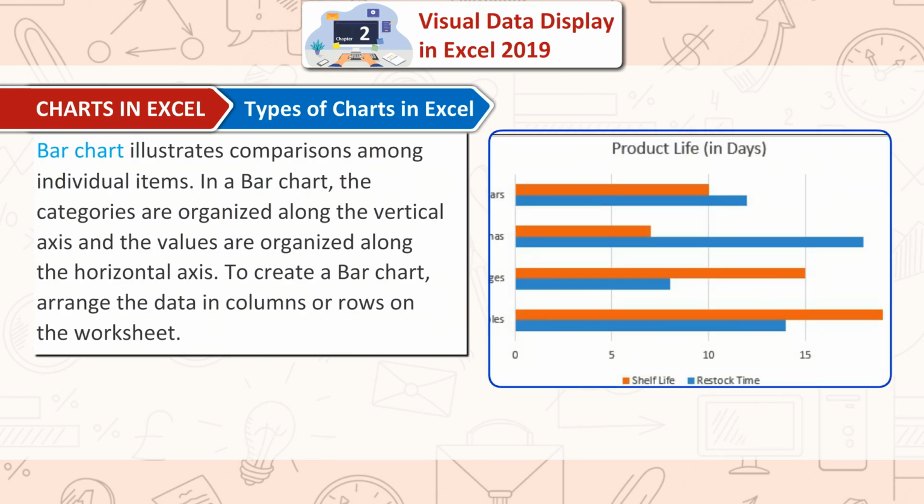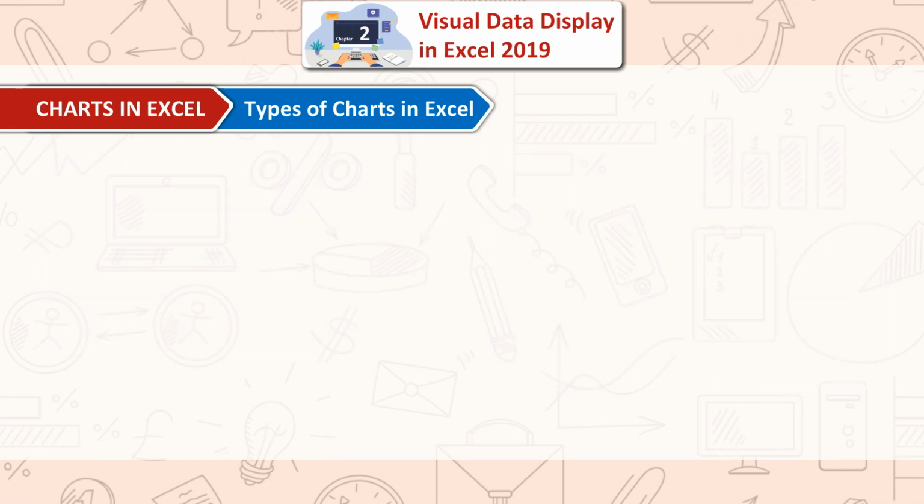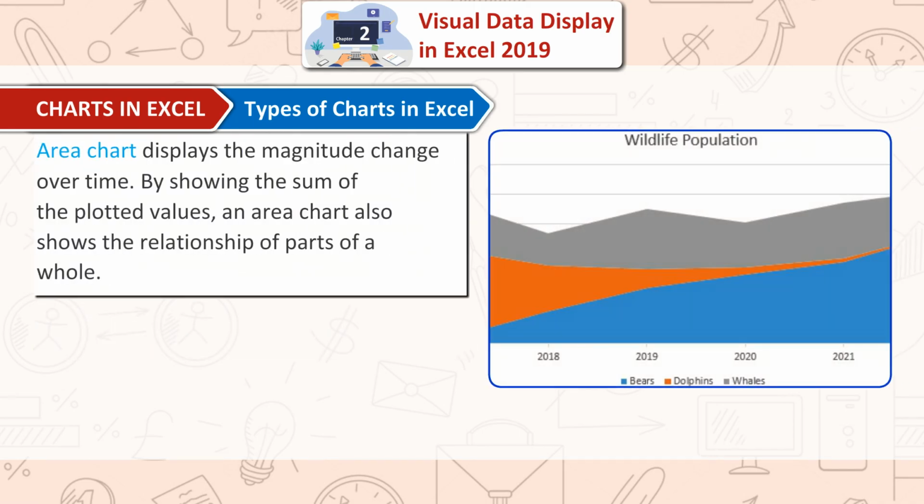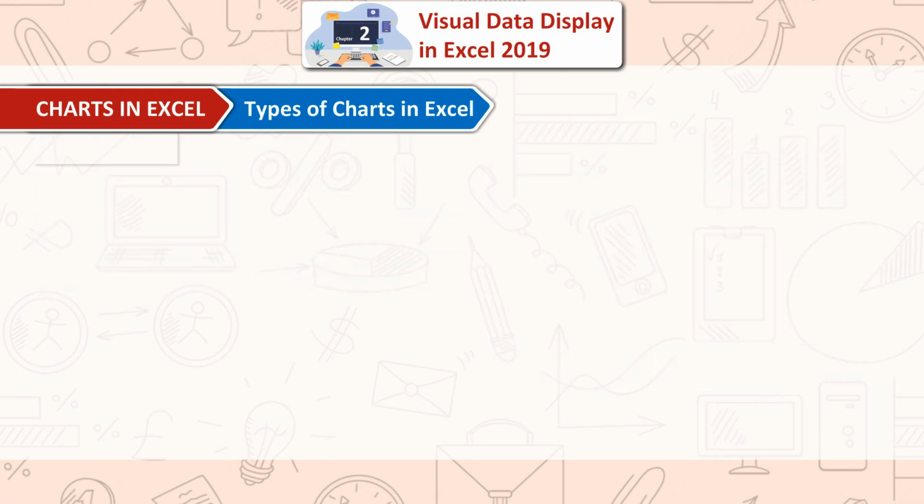Bar chart illustrates comparisons among individual items. In a bar chart, the categories are organized along the vertical axis and the values are organized along the horizontal axis. To create a bar chart, arrange the data in columns or rows on the worksheet. Area chart displays the magnitude change over time. By showing the sum of the plotted values, an area chart also shows the relationship of parts of a whole.